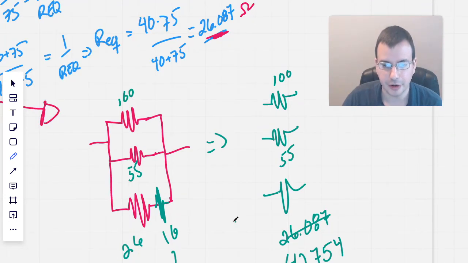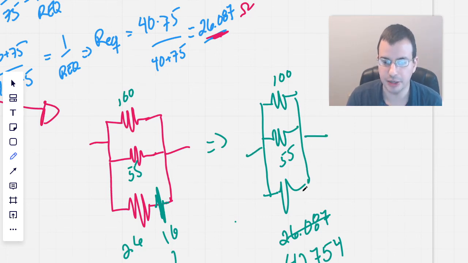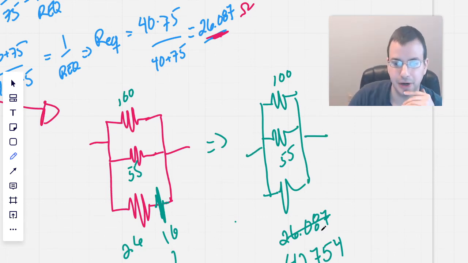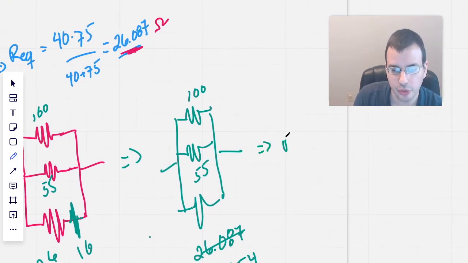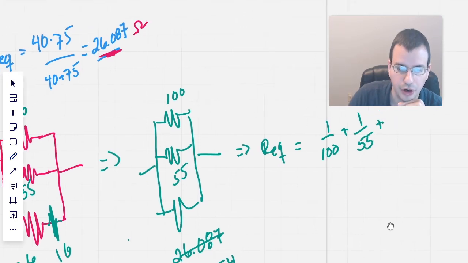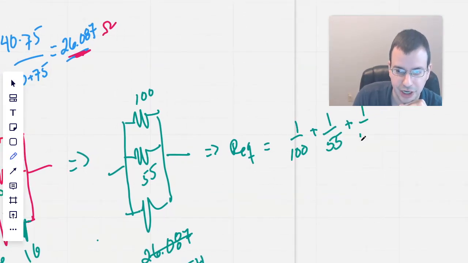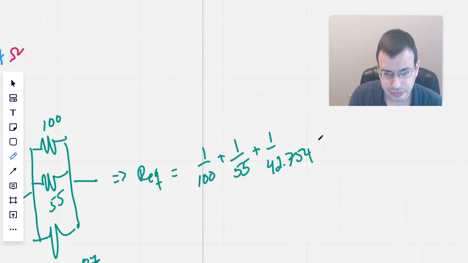Indeed it is. Okay. So now we have these all in parallel, and we have 3 resistors in parallel. So now we're going to do the same thing we did before, except now we're going to do it with 3 resistors. So R equivalent will equal 1 over 100 plus 1 over 55 plus 1 over 42.754, et cetera. You got to be careful what you write on these. And this will be 1 over R equivalent.